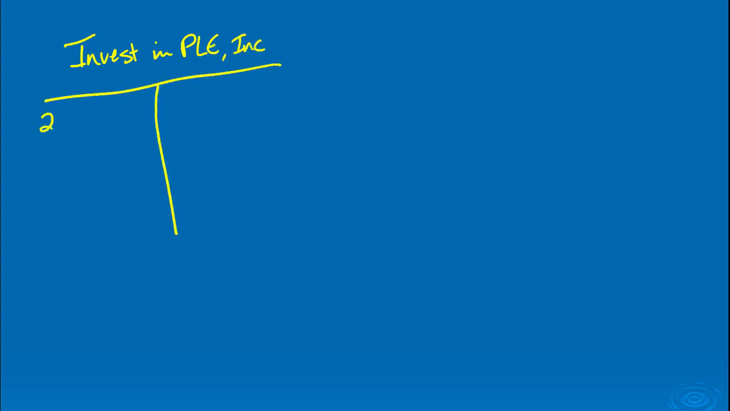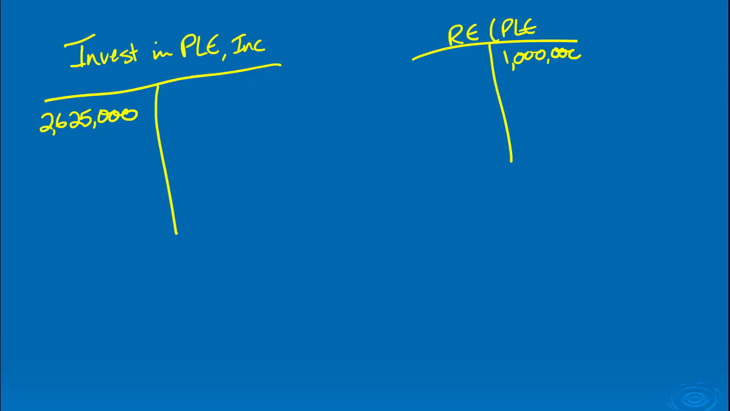So here's my investment in PLE Inc. And I started with $2,625,000. That's that initial journal entry that we did for the purchase of this stock. At the same time, let's take a look at the retained earnings account for PLE, and let's just assume that they had $1 million in there when we bought it. And it doesn't matter what number you use, that was just nice and simple.